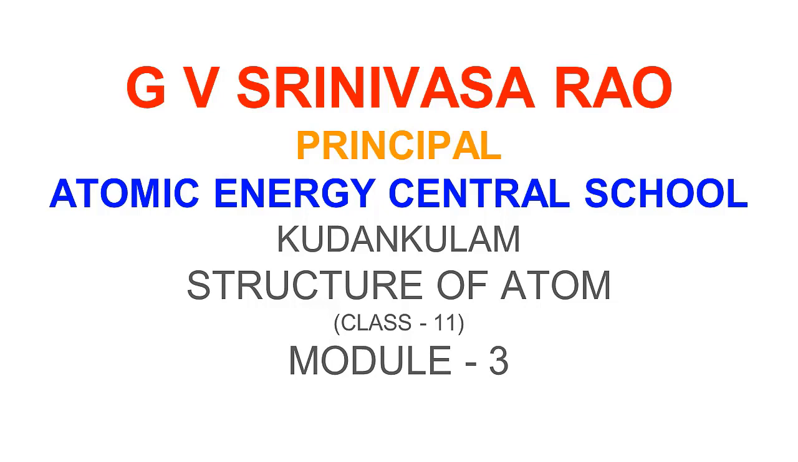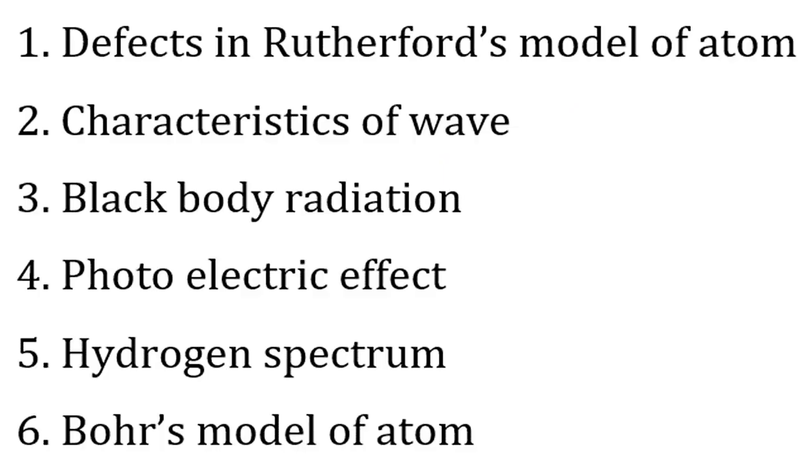In the previous module, we discussed anode rays and their characteristics, Thomson's model of atom, Rutherford's alpha ray scattering experiment, and Rutherford's model and atomic spectrum. In the present third module, we discuss the defects in Rutherford's model, characteristics of wave, black body radiation, photoelectric effect, hydrogen spectrum, and Bohr's model of atom.